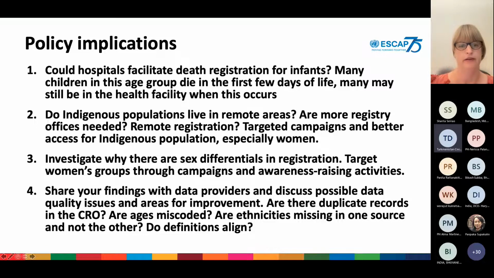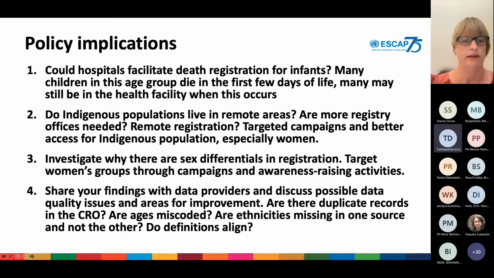We also would want to investigate why there are sex differentials in registration, and so we could also target some women's groups, because we know that even within ethnicities, women are always lower than men in terms of their registration.